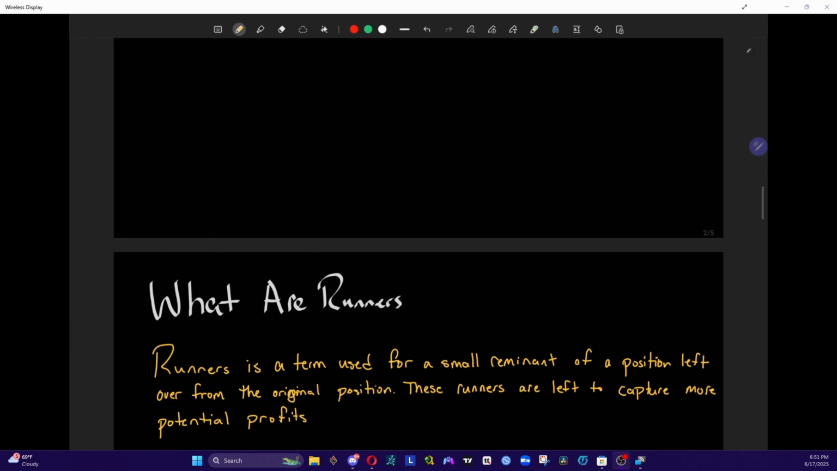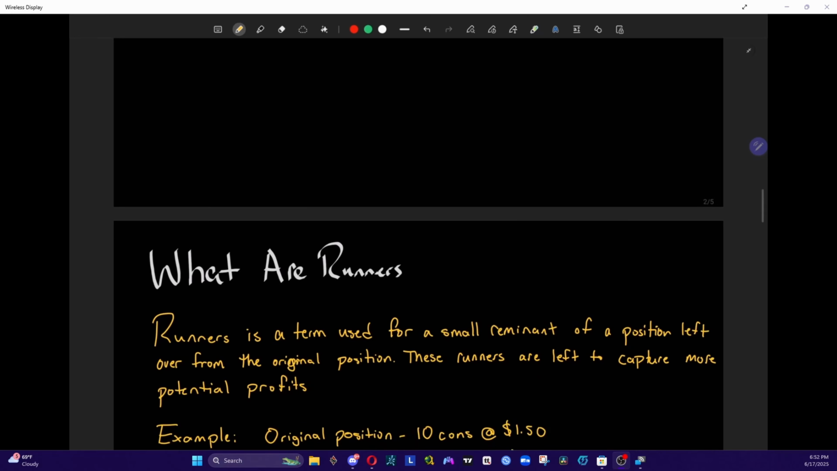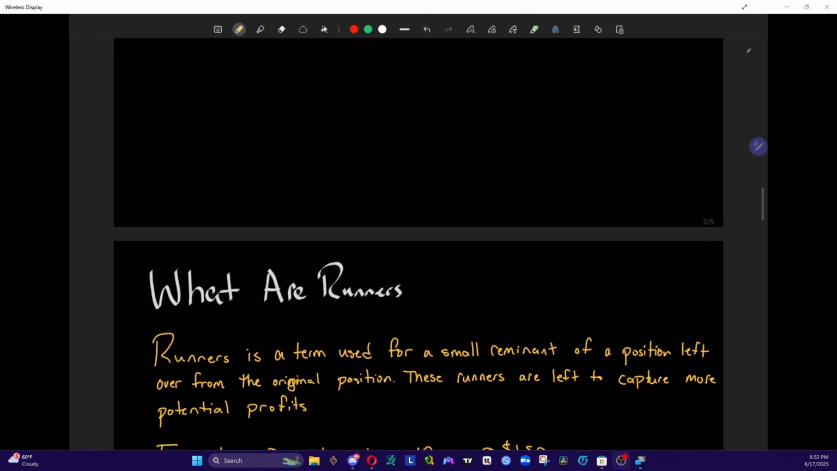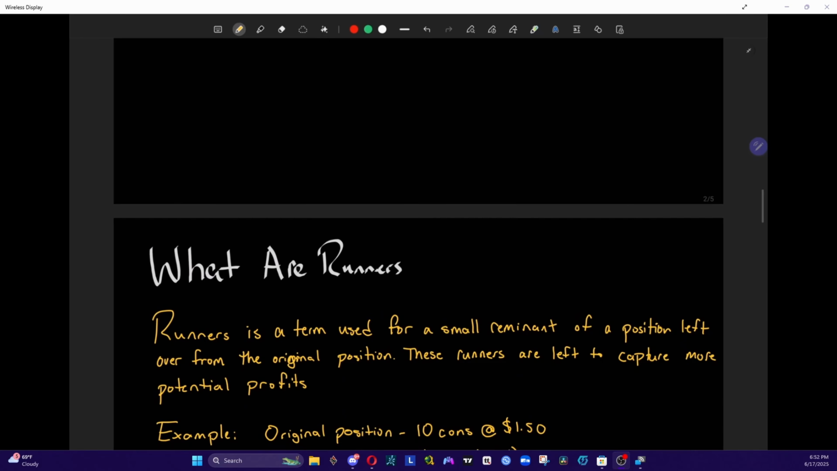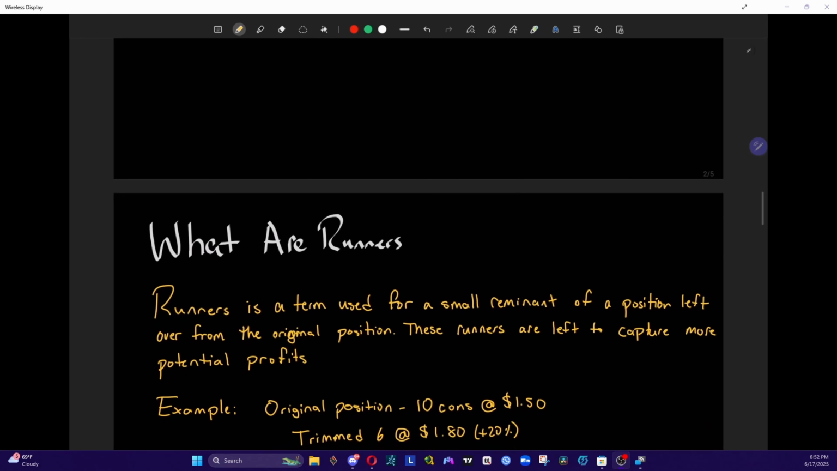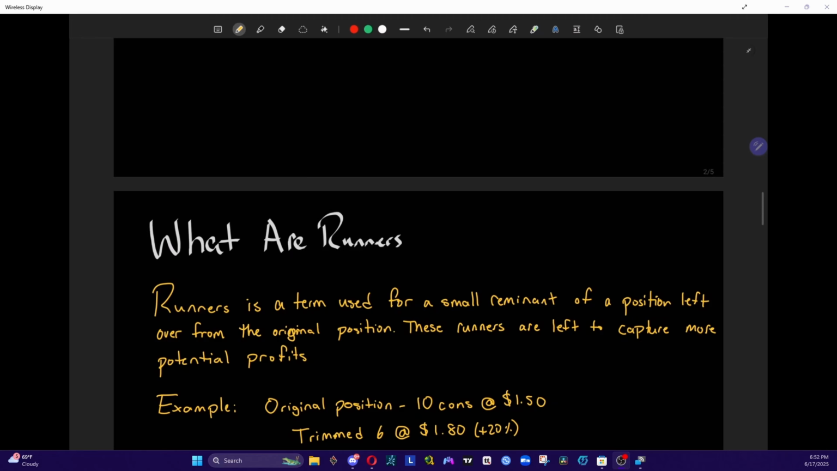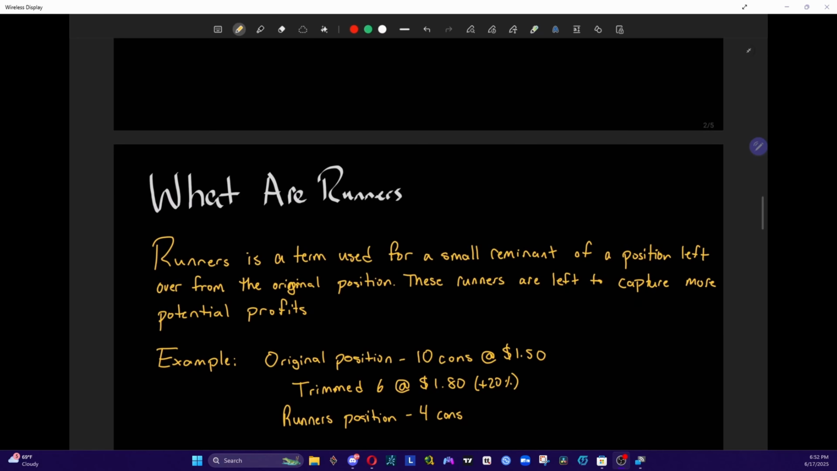So what are runners? You'll be surprised, not a lot of people actually know that. Runners is basically a term used for small remnants of a position left over from the original position. These runners are left to capture more potential profits. For example, let's say you enter an original position of 10 contracts at an entry price of $1.50, and then it goes from $1.50 to $1.80, that's around 20% profit, right? If you trim 6 of those 10 contracts for 20%, you'll be left with 4 contracts, and those 4 contracts are considered runners.